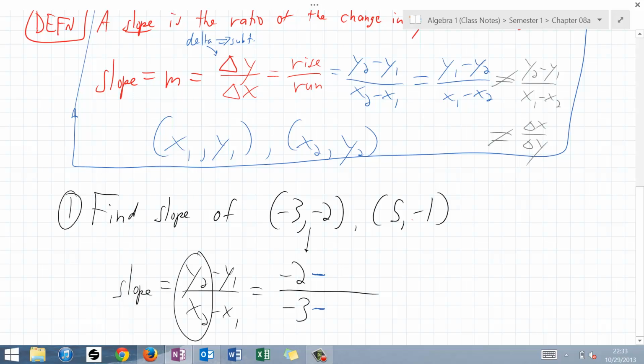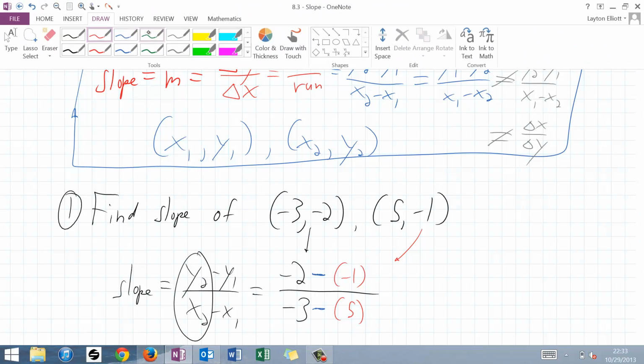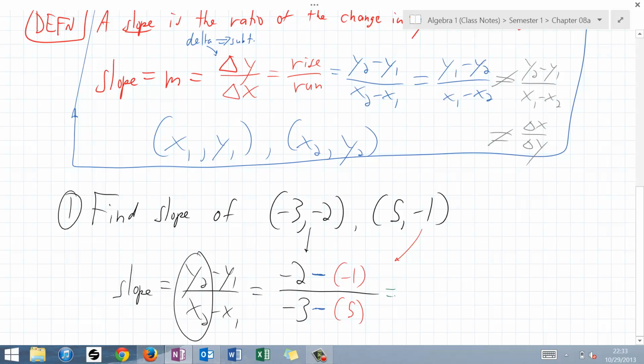And then I'm going to take these points and plug them in here. -1 and 5. And I'm going to put those last ones in parentheses just to make sure that I distribute negatives appropriately. Because that's actually -2 plus 1 and -3 minus 5. -2 plus 1 is -1, and -3 minus 5 is -8. And that simplifies to 1/8. That is a slope of 1/8.